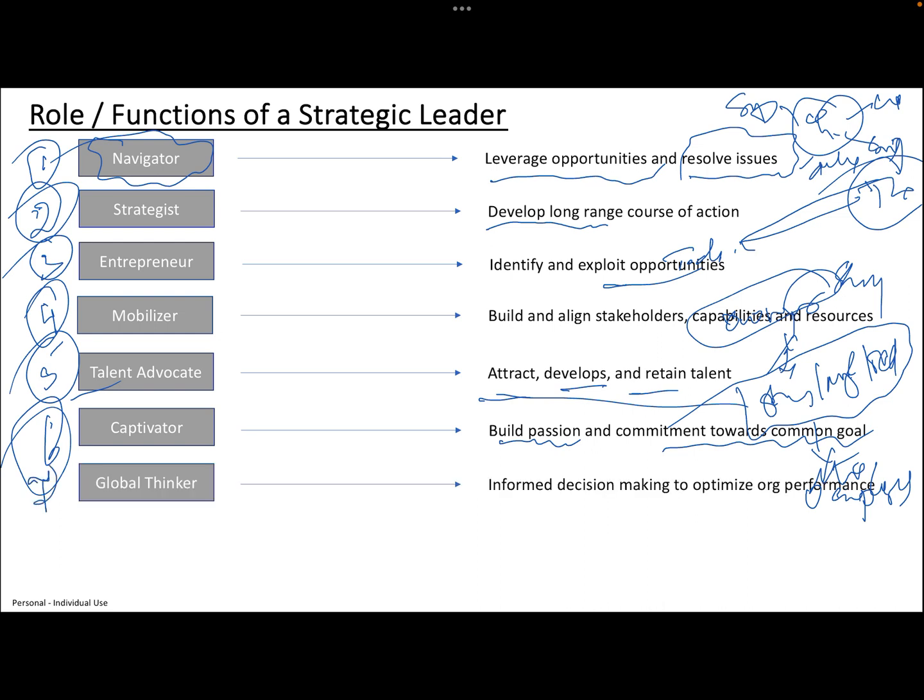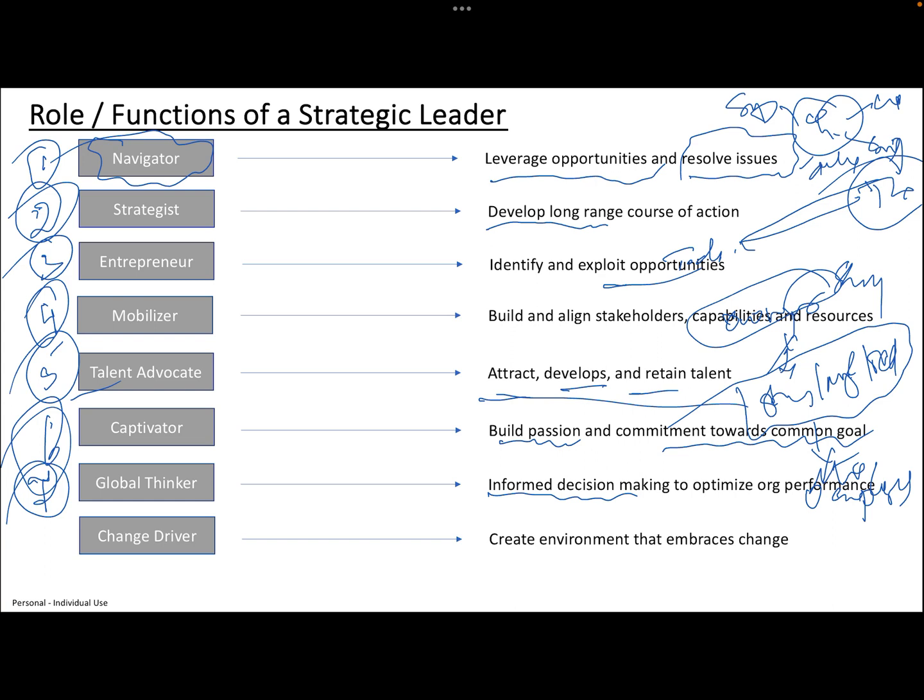Global thinker. A strategic leader should not focus only on local matters of business within his organization. He should take informed decisions by taking into account all the factors of what is happening across the globe.